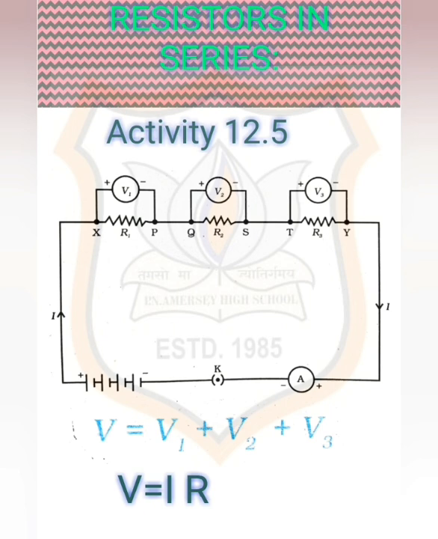Next, activity 12.5: to show that in a series combination of resistors, the total potential difference across the combination divides itself across the individual resistors. So let us start. In activity 12.4, insert a voltmeter. The diagram will be the same. Insert a voltmeter across the ends X and Y of the series combination of 3 resistors as shown in the figure. Now plug the key in the circuit and note the voltmeter reading.